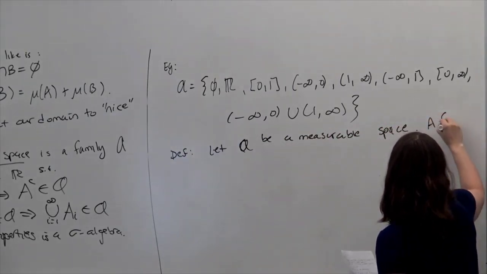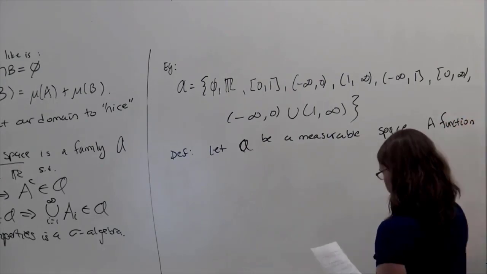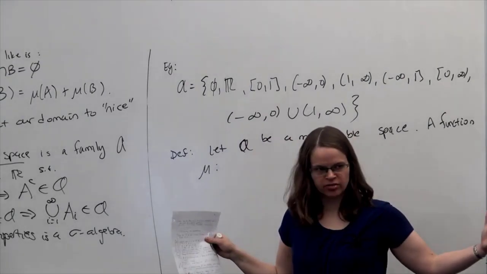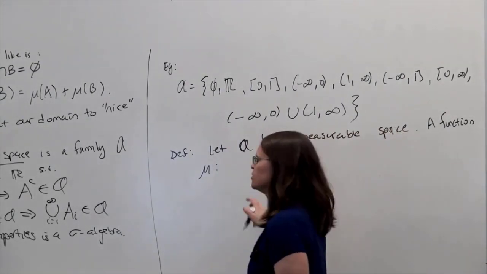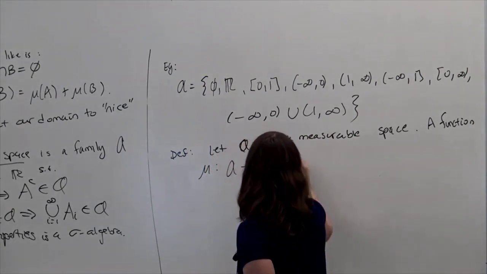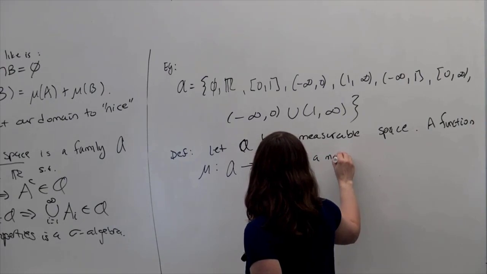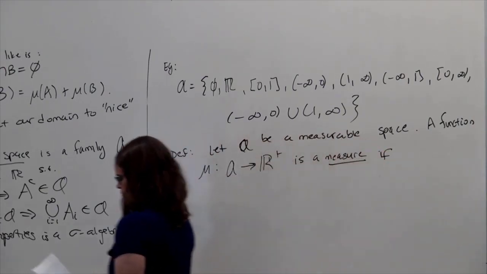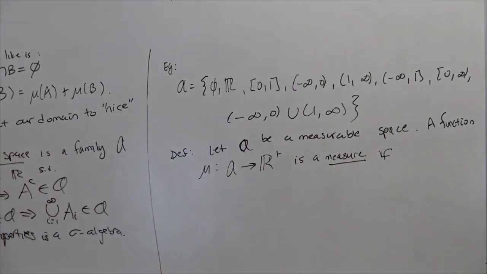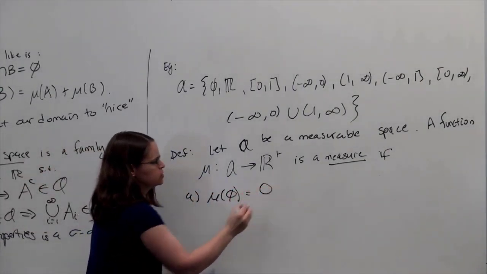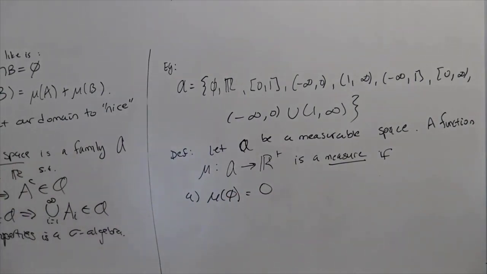Okay, and now we're going to have a function that we call a measure. So mu takes as its domain now not all possible subsets of R, but just the subsets that live in this family. Okay, and we're going to call it a measure if, well, the empty set should have, again, 0 measure.